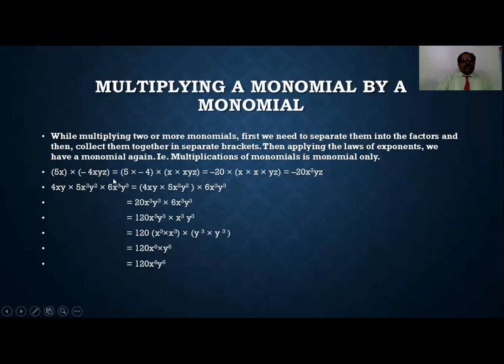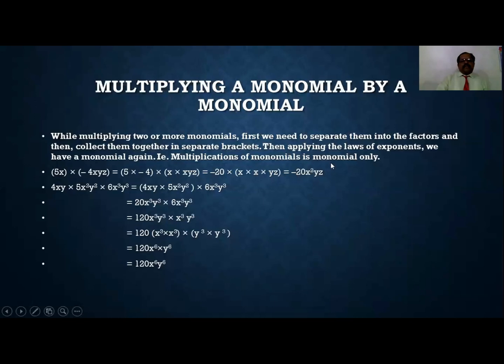So first, we do the multiplication of the coefficients. That is, 5 into minus 4 are taken together, the constant terms taken together. Then the product of the variable terms, that is x into y into z, right? So the product of 5 into minus 4 is minus 20. Then we have x into x together. The other variables are single, so they can be written as they are. So minus 20 remains as it is, x into x will be x square, and then we have yz.